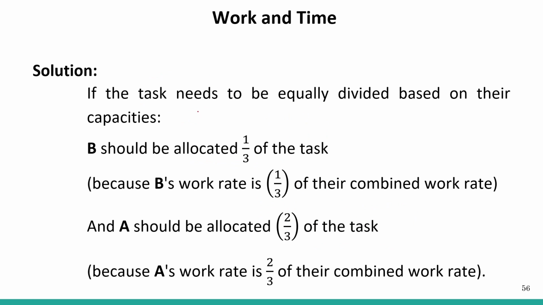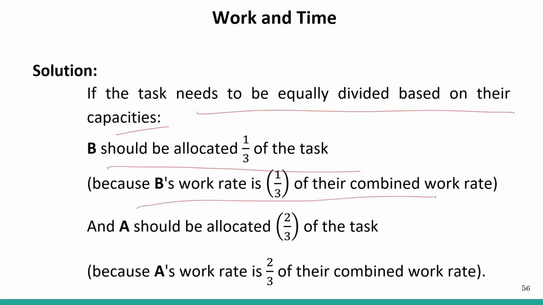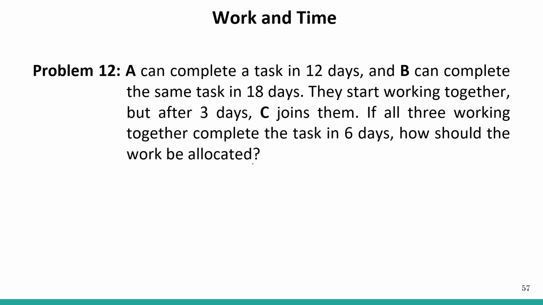So if the task needs to be divided based on their capacity, B should be allocated 1/3 of the task, because B's work rate is 1/3 of the combined work rate, and A should be allotted 2/3 of the task, as A's work rate is 2/3 of their combined work rate. So let's see problem number 12.